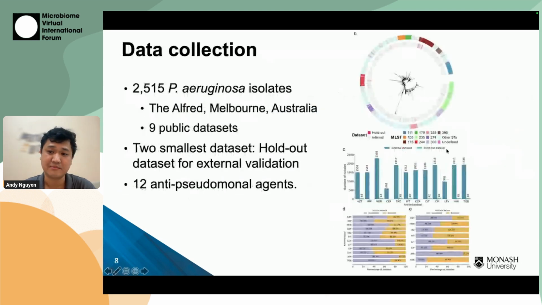So first of all, we collected the data. Our datasets include 2,515 Pseudomonas isolates collected from our in-house data from the Alfred Hospital in Melbourne, Australia. And then we also collected data from 9 public datasets. We selected the 2 smallest datasets and kept them as whole datasets for external validation. And then we validated our model with 12 anti-Pseudomonas agents.